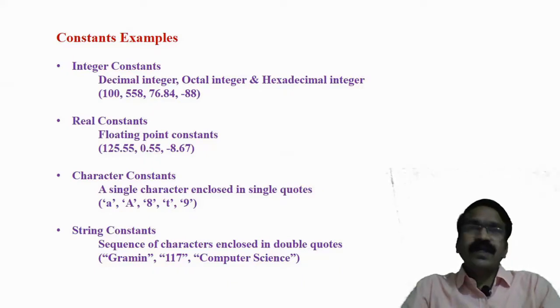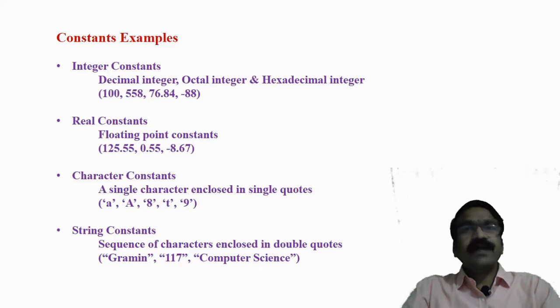In the case of real constants, a real constant is a constant with a floating point value. Floating point value means the constant has a decimal point, such as 125.55, or 0.55, or minus 8.67. These are the real constants.